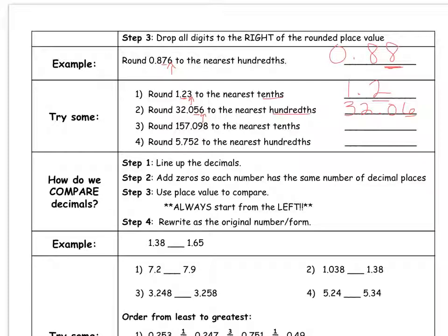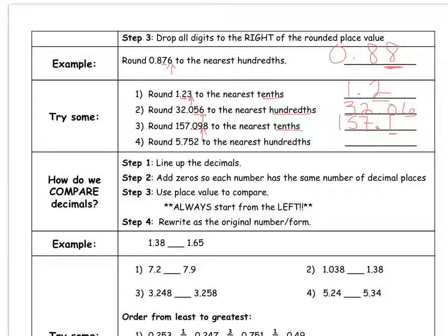Number 3, round 157 and 98 thousandths to the nearest tenths. Right? Tenths is my 0. I'm looking at the 9, which is to the right. 9 is 5 or greater, so that means that 0 is going to round up. So I'm going to write it as 157 and 1 tenth. I rounded to the tenths, so I stop at the tenths. All the other numbers are dropped.